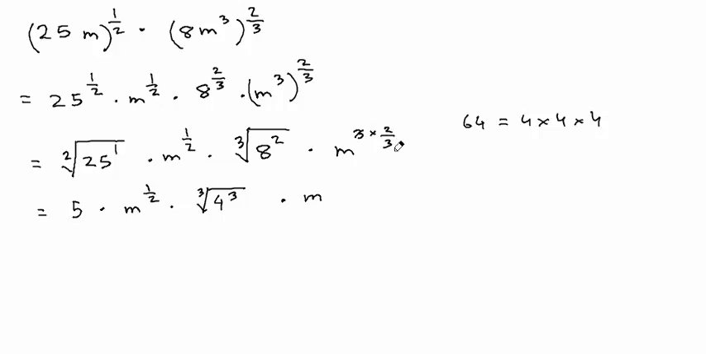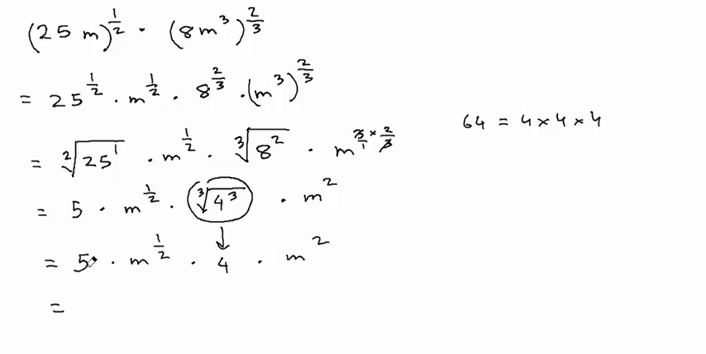this 3 and this 3 will cross off. That's the rule of multiplying a whole number with a fraction, because you can treat this 3 as a 3 over 1. Therefore, this is m raised to the second power. And finally, if you look at this, cube root of 4 cubed obviously is 4. So this is going to be a 4, and we have a 5 here, times m raised to the 1/2 times m square. Bring the constants together. 5 times 4 is 20.